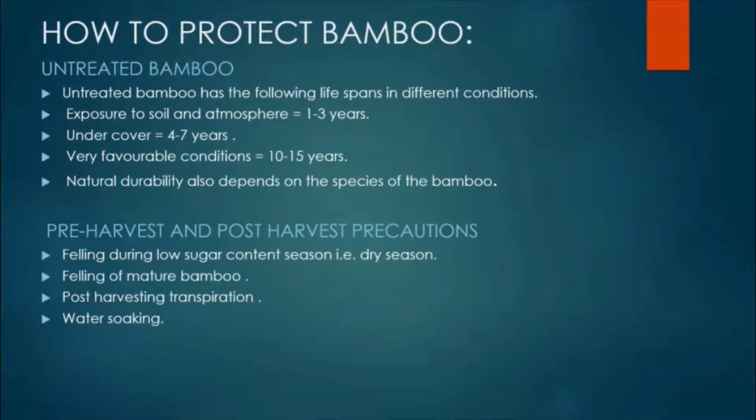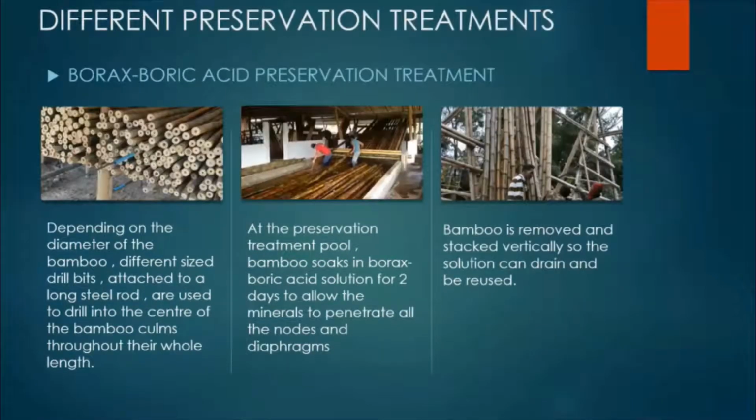Pre-harvest and post-harvest precautions. These are some precautions which need to be taken into consideration before and after the harvest of bamboo: felling during low sugar content season, felling of mature bamboo, post-harvesting transpiration, water soaking. Different preservation treatments.